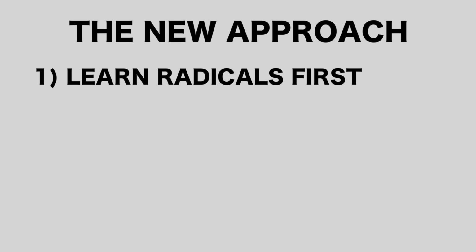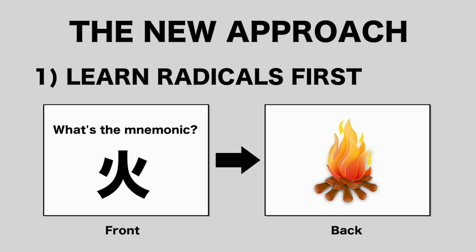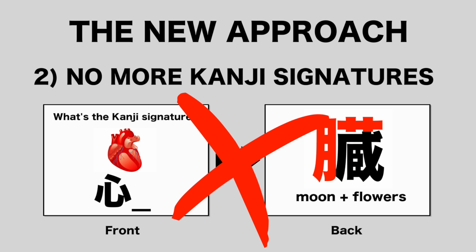I now begin the same way that I did before, and that is to learn radicals before I learn characters. Second, eliminate the kanji signature flashcards entirely. The point of these flashcards was to create a single mnemonic image for the first 2 pieces of any given kanji character. We not only want to make a single image for the first 2 pieces, we actually want to do this for every combination of 2 to 3 radicals that we encounter.